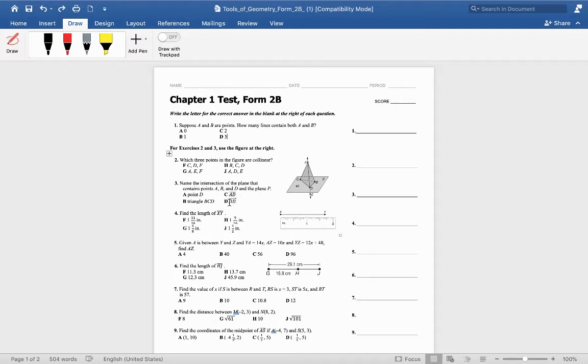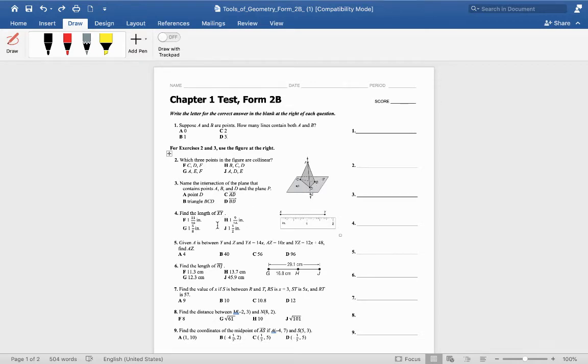Name the intersection of the plane that contains points A, B, and D, and the plane P. So A, B, and D are going to be on this plane right here, with this kind of like triangle right here being the plane. And the plane P is the plane that D, B are on. So the answer for that one would actually be the line BD. Because remember, when two planes intersect, it forms a line. So line BD would be the correct answer for this one.